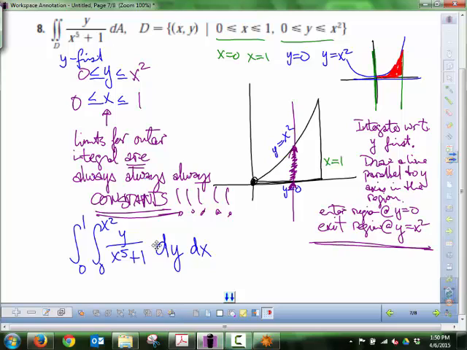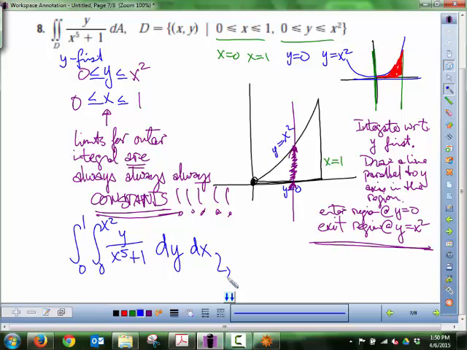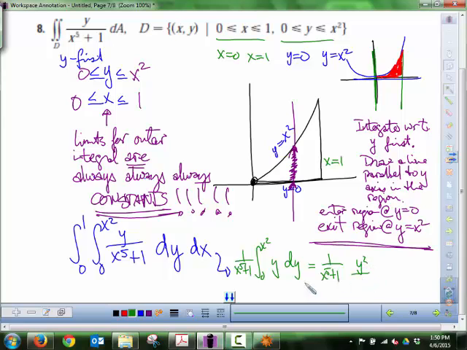Let's take the integral with respect to y first. That's y squared over 2, right? And then x to the 5th plus 1 is constant. So it looks like my integral from 0 to x squared, the 1 over x to the 5th plus 1 is constant, and I just have a y dy. So that's 1 over x to the 5th plus 1, y squared over 2, integrate from 0 to x squared.